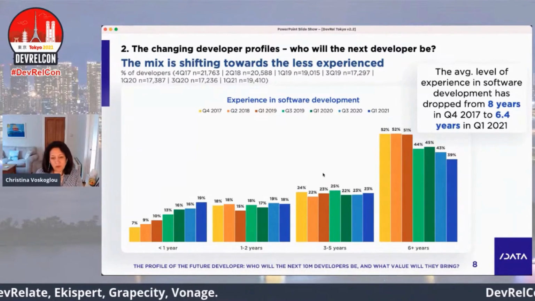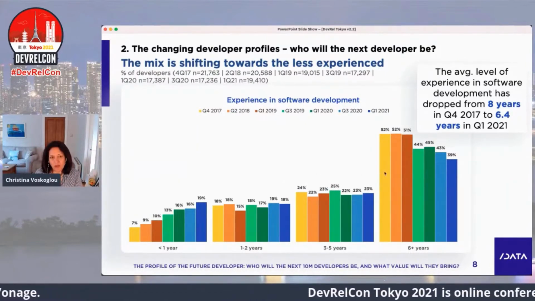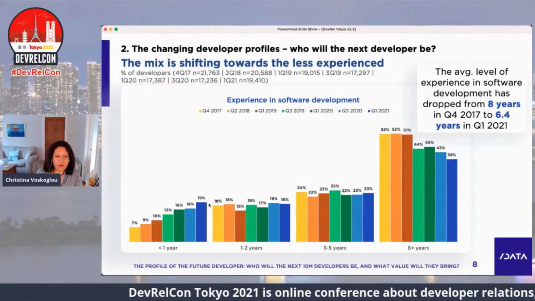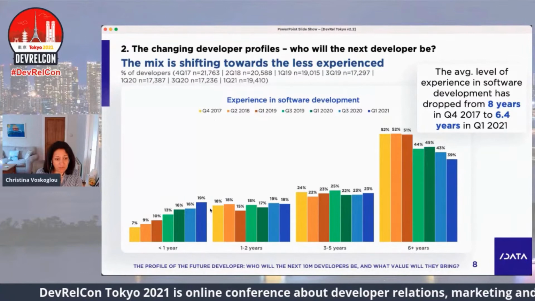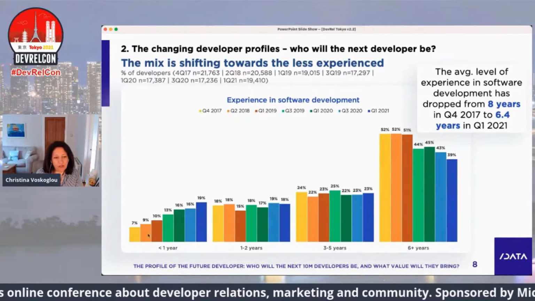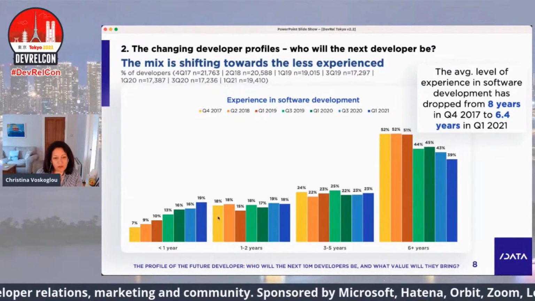Now, another demographic that is changing, not demographic exactly, but it's about software experience. So experience in software development. Now we see a clear shift towards the less experienced. If you see here on the left, I'm showing you the trend since 2017. And we have very steadily seen an increase in the number of inexperienced developers in the field, right?